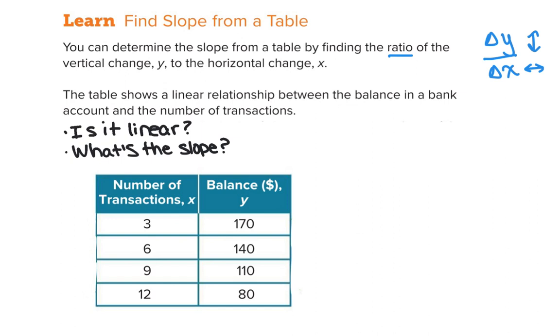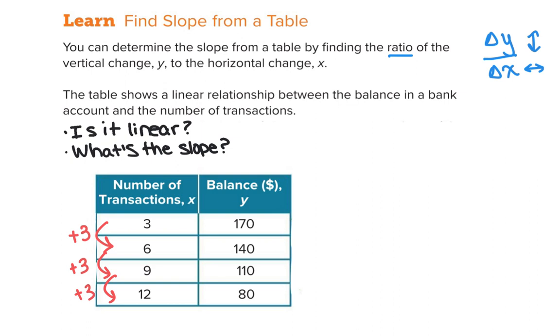If it's linear, it's got to be increasing or decreasing at a constant rate all the way throughout. So let's see if that's happening here. Starting with my x's, my number of transactions, I'm going from 3 to 6, and that was an increase of 3. And then from 6 transactions to 9, that was an increase of 3. And from 9 to 12, that was an increase of 3. It looks like it's going up constantly under the x, but we have to make sure it's increasing at the same rate for the y's, or decreasing.